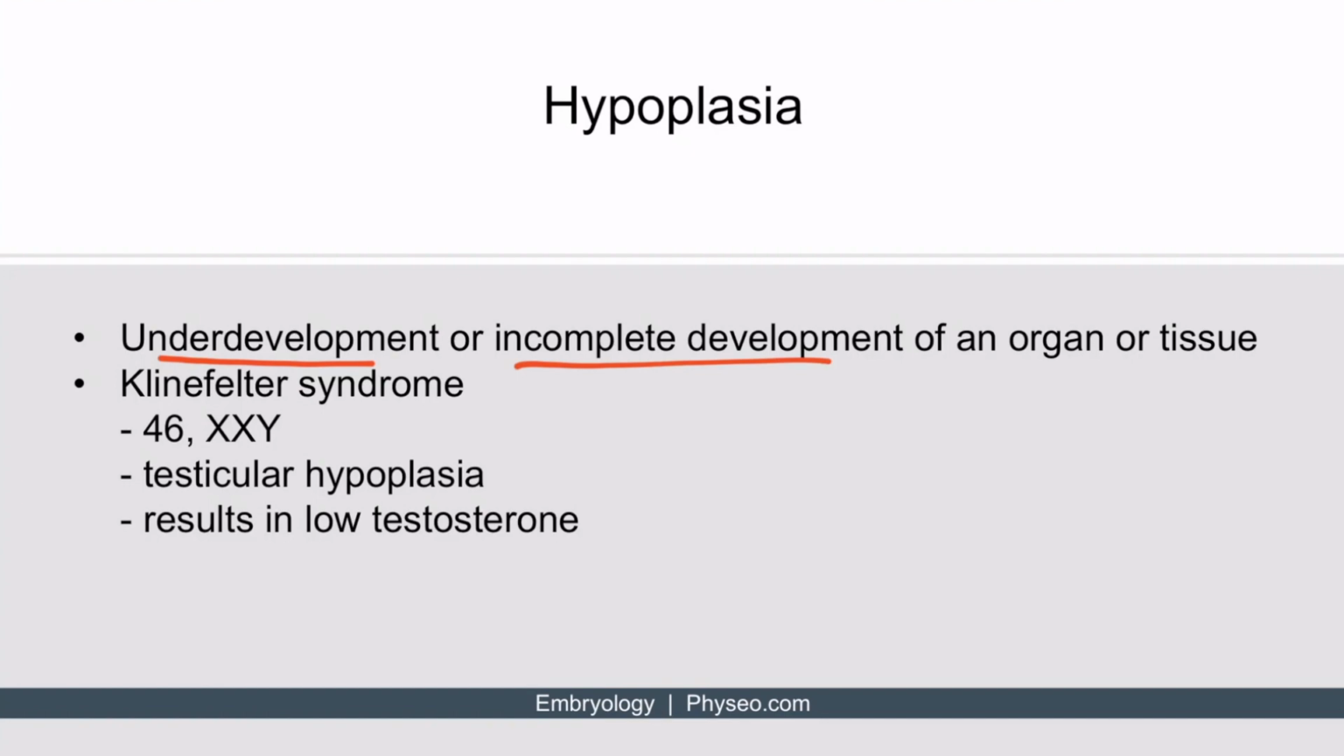Next is hypoplasia. Hypoplasia is underdevelopment or incomplete development of an organ or tissue. Our example of hypoplasia is Klinefelter syndrome, which is characterized by an extra X chromosome in males, resulting in 46XXY. This results in testicular hypoplasia, or small testes. Reduced size or incomplete development of the testes results in low testosterone, which gives the affected patient a more feminine appearance, including an increased amount of breast tissue and less body hair.